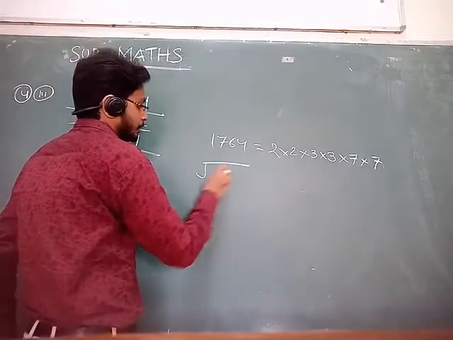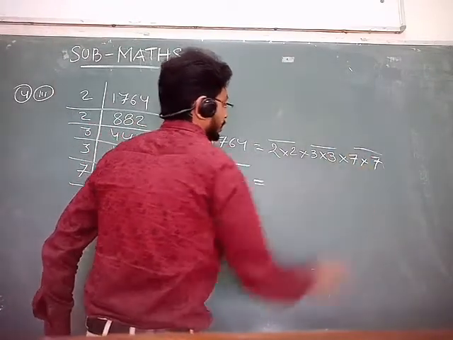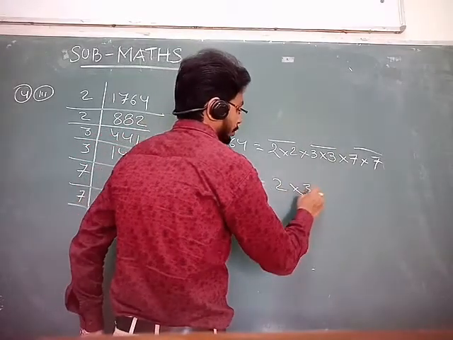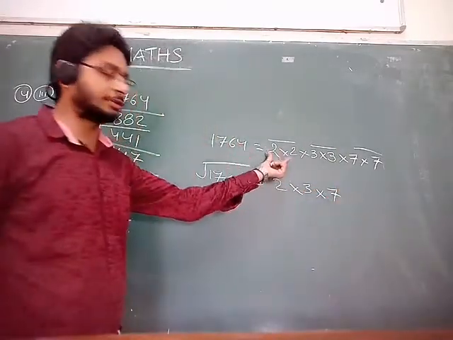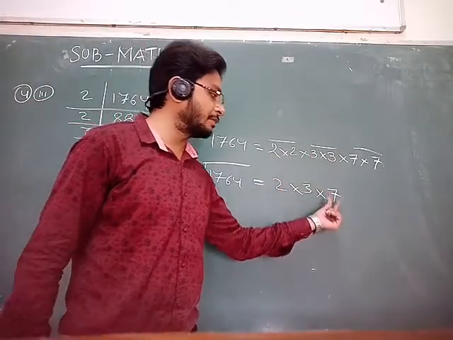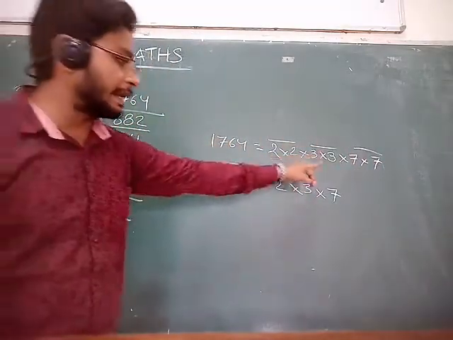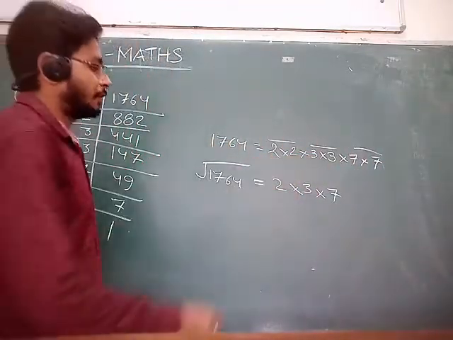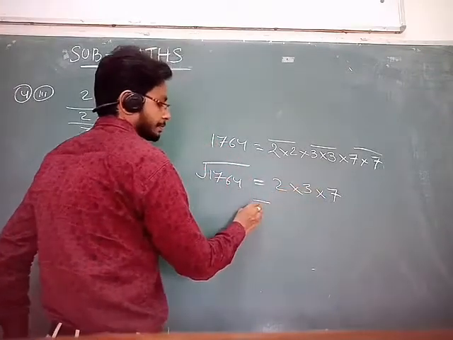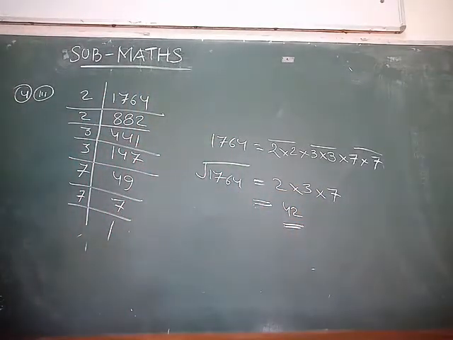Now square root of 1764 is equal to, make a pair, 2 into 3 into 7. One 2 from this pair, 1 3 from this pair, 1 7 from this pair. इस पूरे में 2 नंबर्स में से एक नंबर लिया जाता है सभी में से. What you will get? 42. That is your answer.